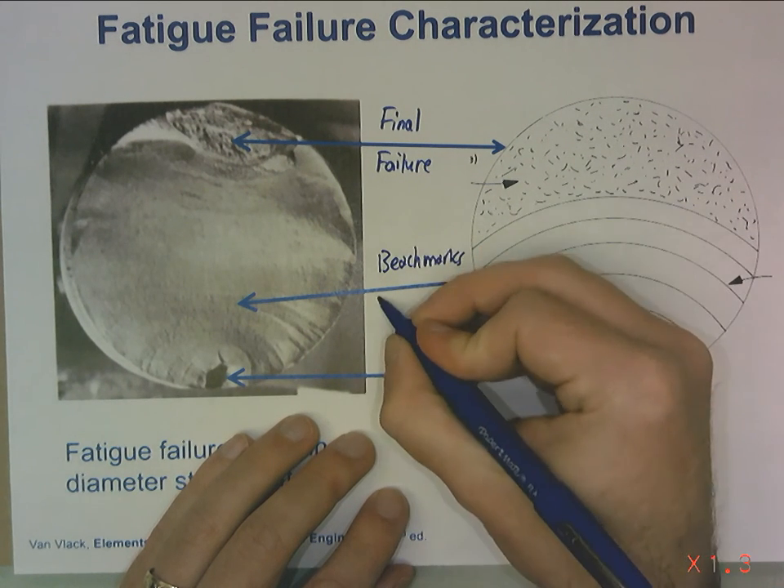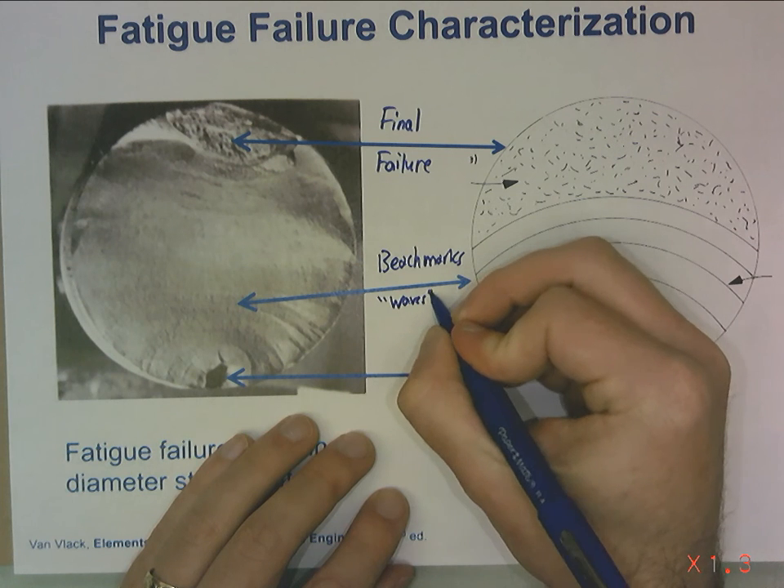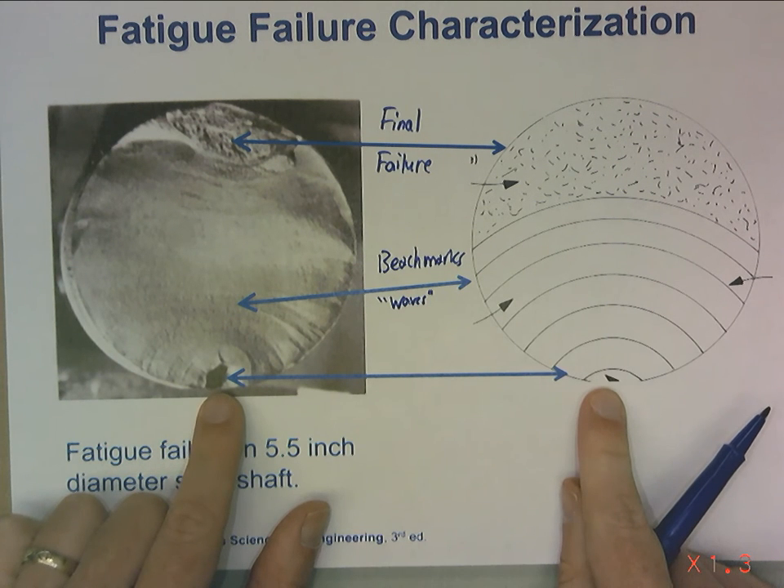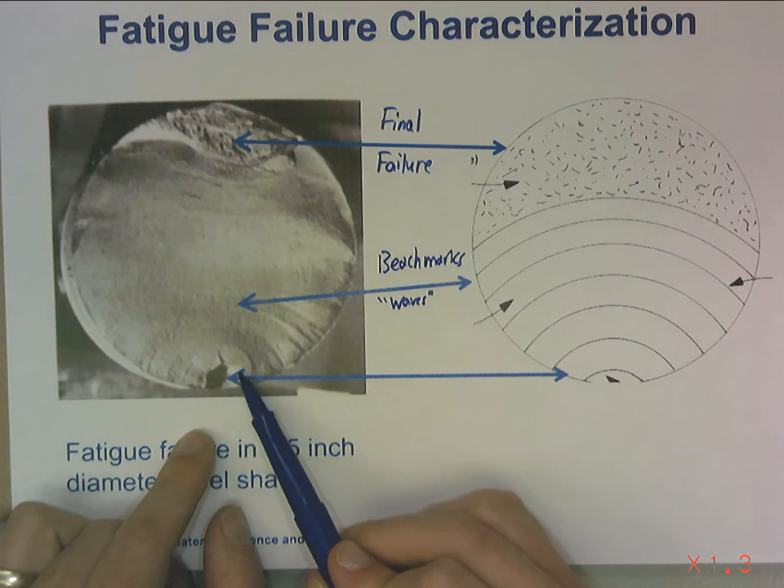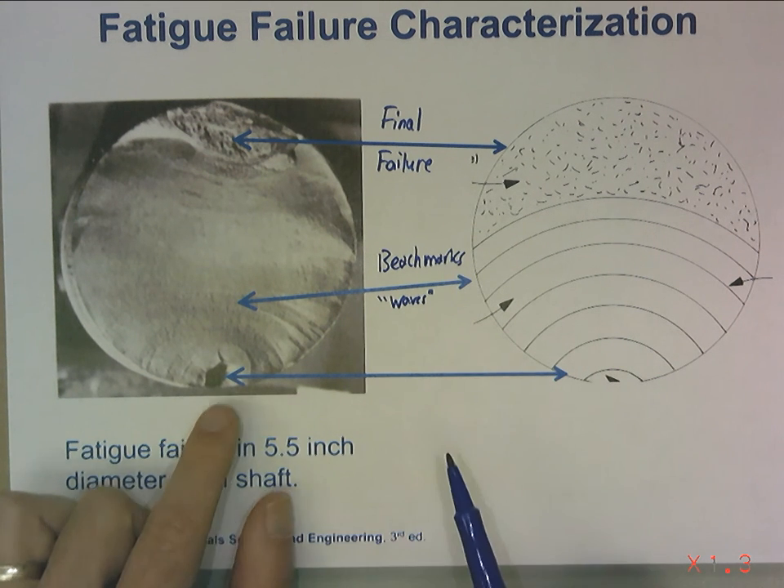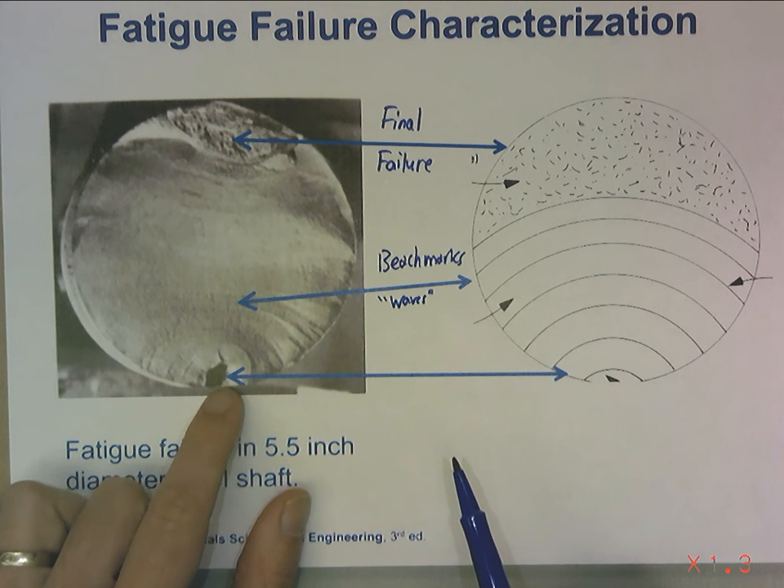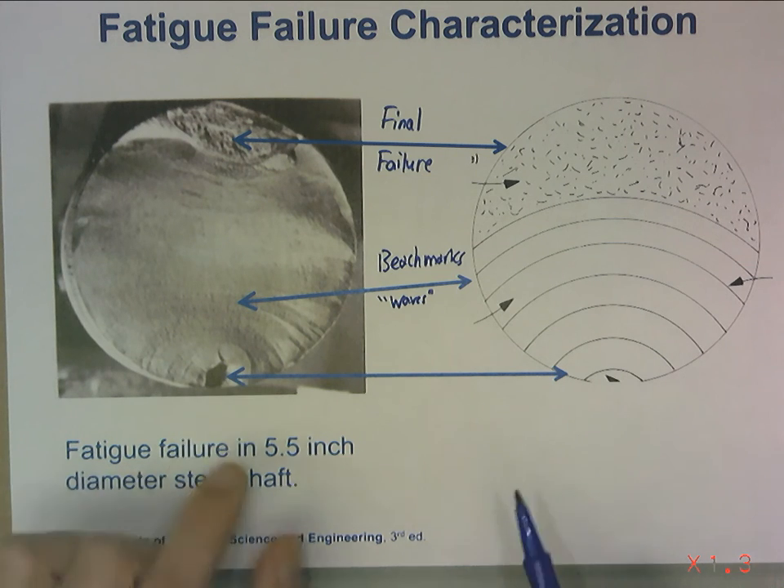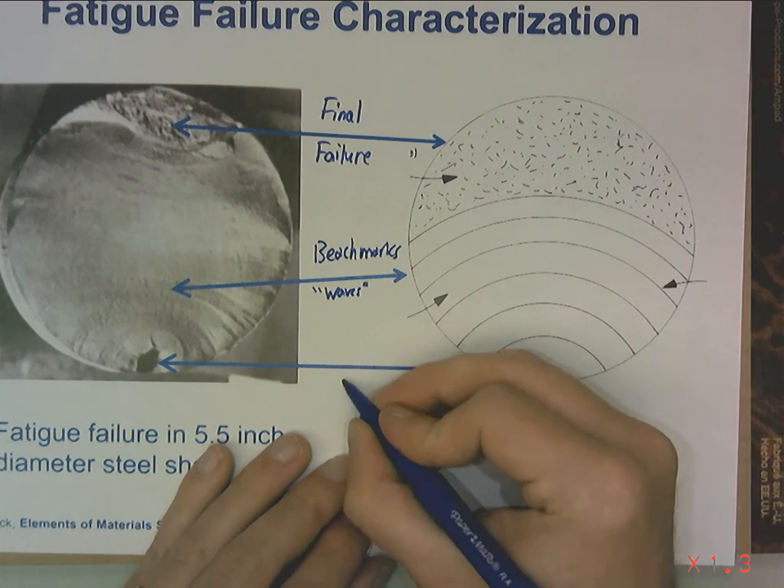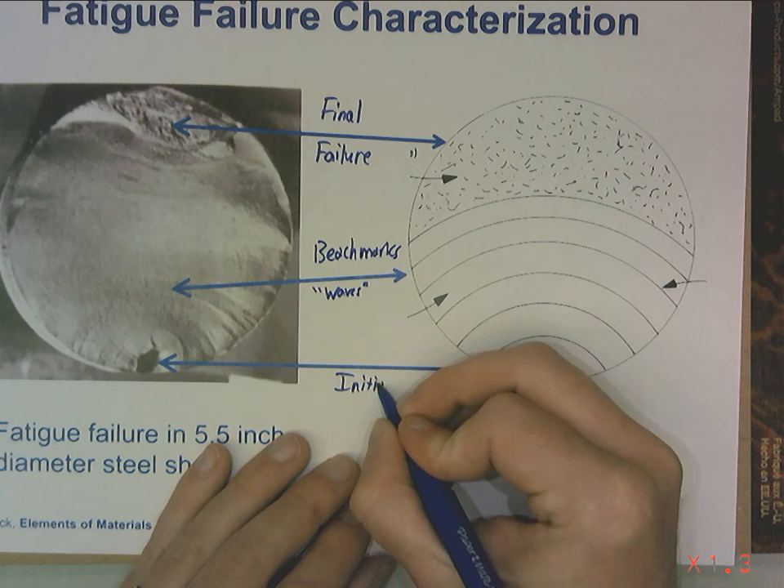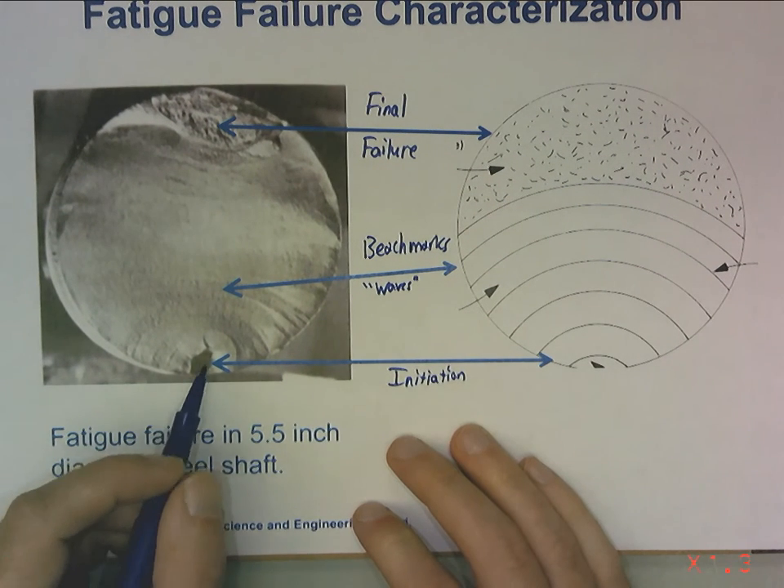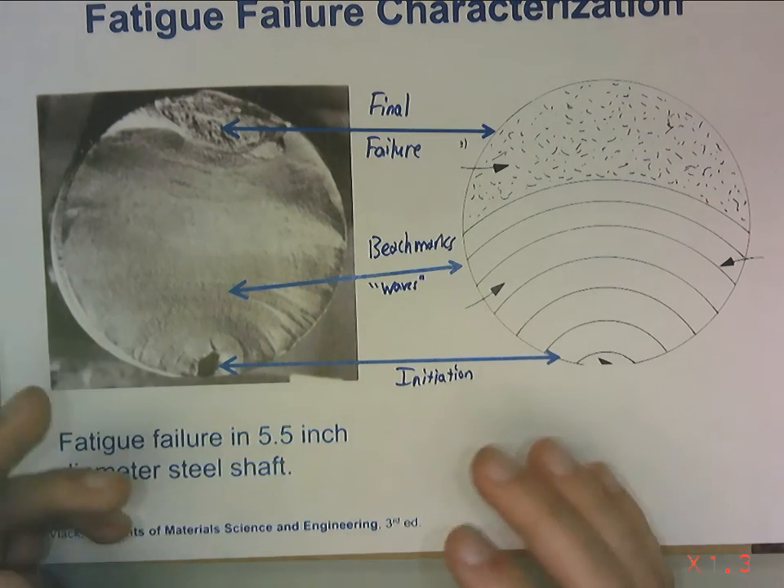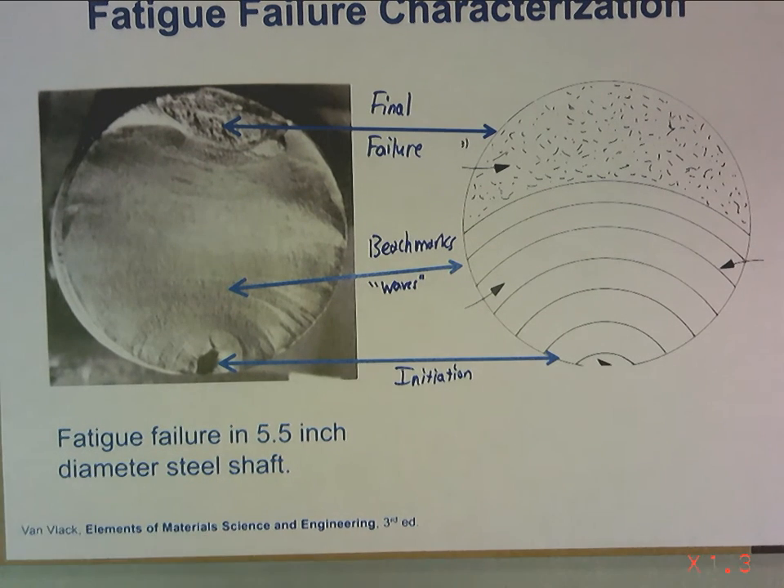So our beach marks or waves. Down here, we're looking at a spot where some type of set screw appears to have been machined in there. It looks like there's some threads inside of that hole, and that's going to be our initiation. It's at a stress concentration. It's also on the outside of the part, so we're at our highest bending stress.